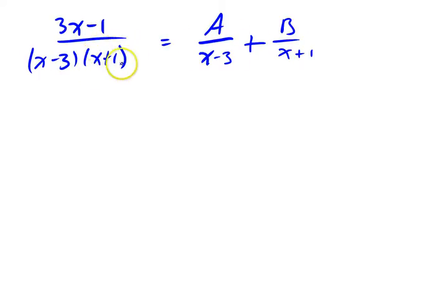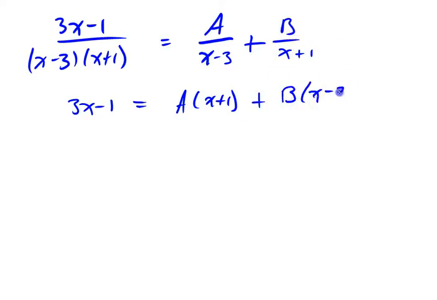So I'm going to multiply both sides by this denominator. If I multiply the left-hand side here by the denominator, I end up with just the numerator. And then the denominator times the first fraction, the x minus 3's cancel out, so I've got a times x plus 1. And likewise, the denominator times the second fraction, the x plus 1's cancel out, and I've got b times x minus 3.